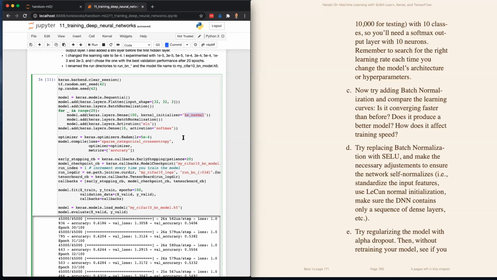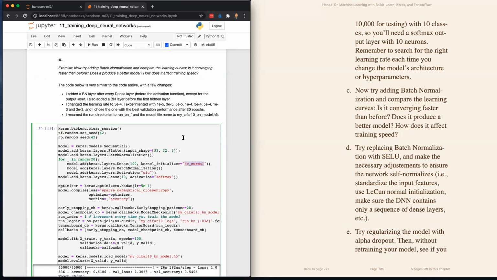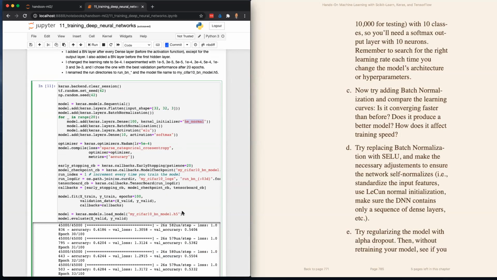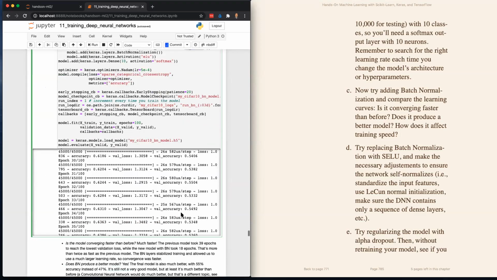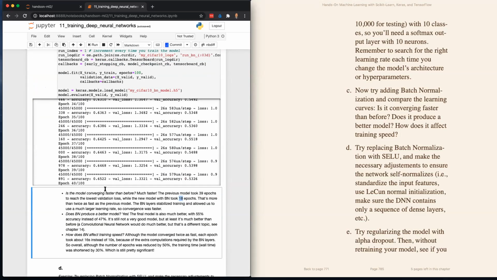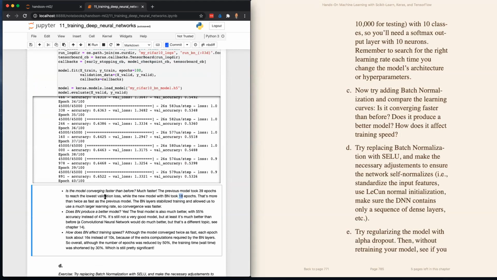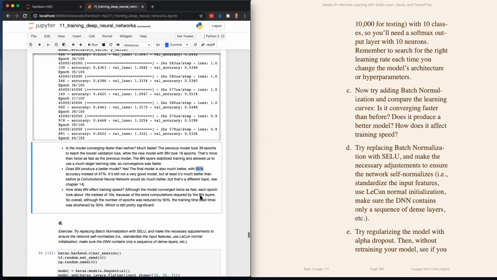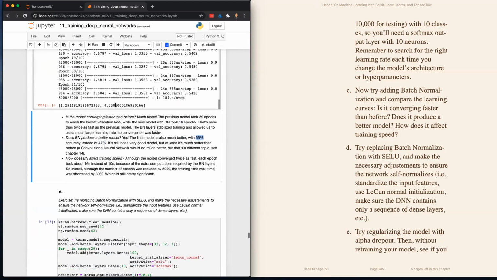Okay, so let's move on. What he's claiming here is that you converge quite early. However, you get the accuracy. Last time we got 47%, and now he got 55%. I think I got the 55% accuracy as well. Yeah, so that's about right.